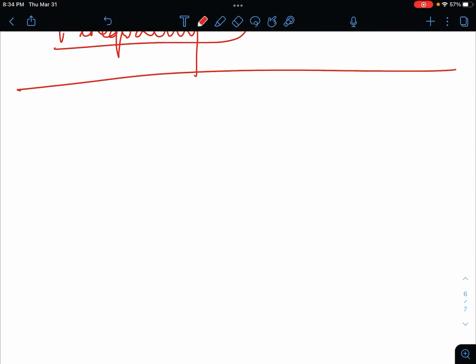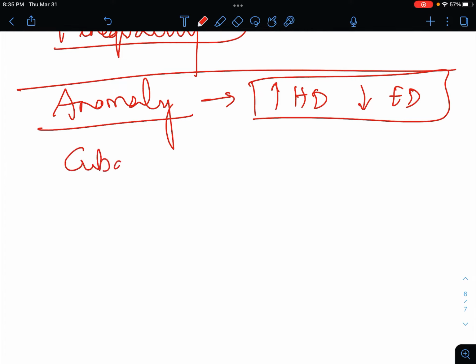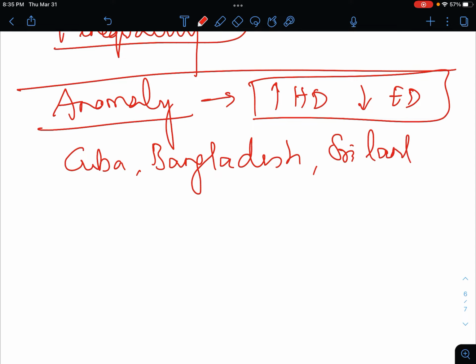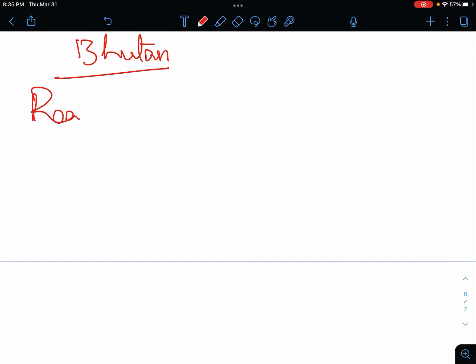Then we just move on to the next anomaly number 2, that is high human development but low economic development. The countries belonging to this category are Cuba, Bangladesh, Sri Lanka. There are so many. Bhutan. Let us see the reasons why their human development and economic development do not correspond to each other. Now they have high human development. Why?